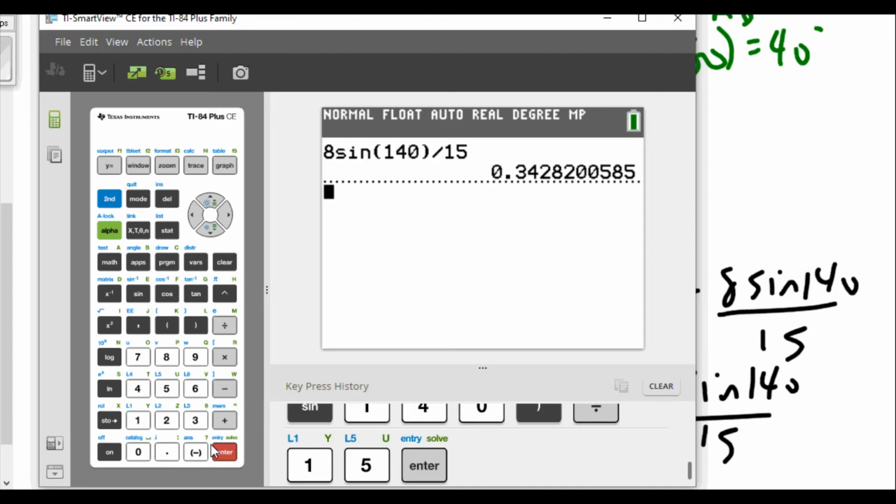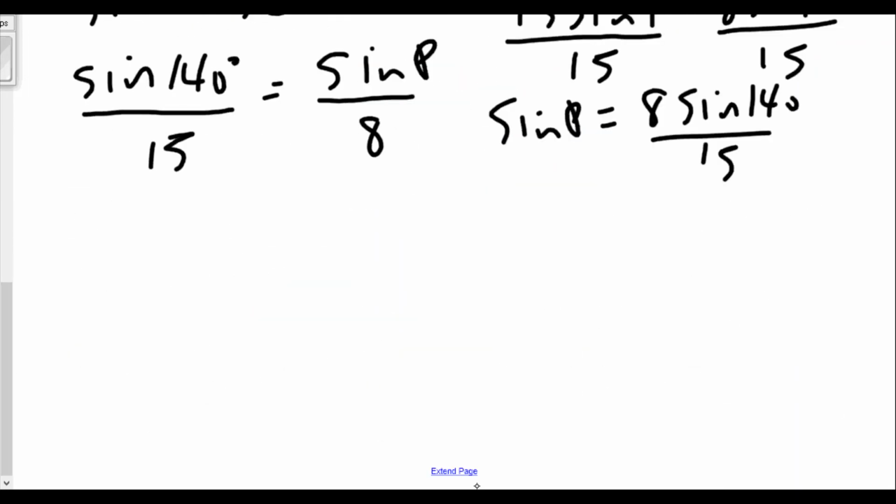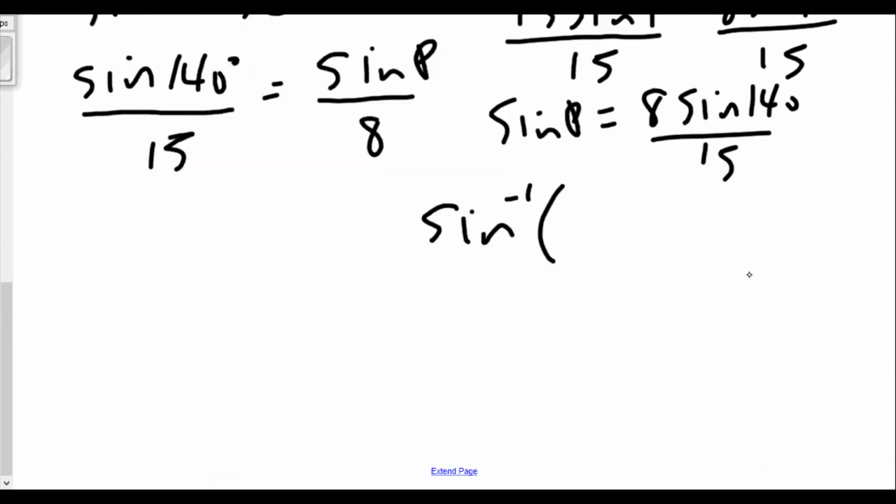0.34282, okay. So we have this value here. Now at this point, we're going to find what we call the inverse sine. So we say, in this case, sine inverse of our value, which was 0.34282, is equal to the measure of angle P. All right, so let's do that then.